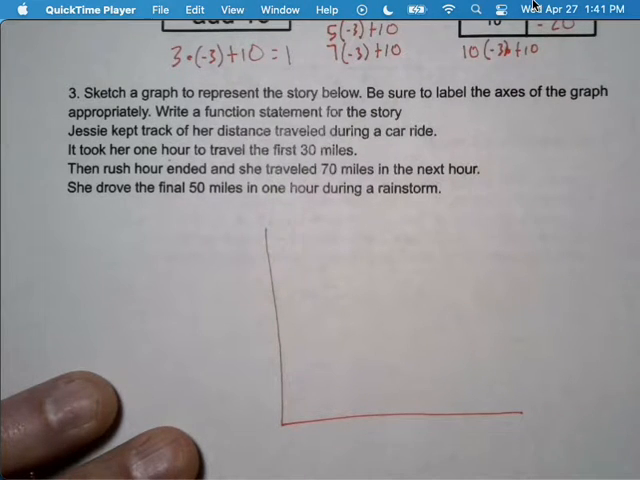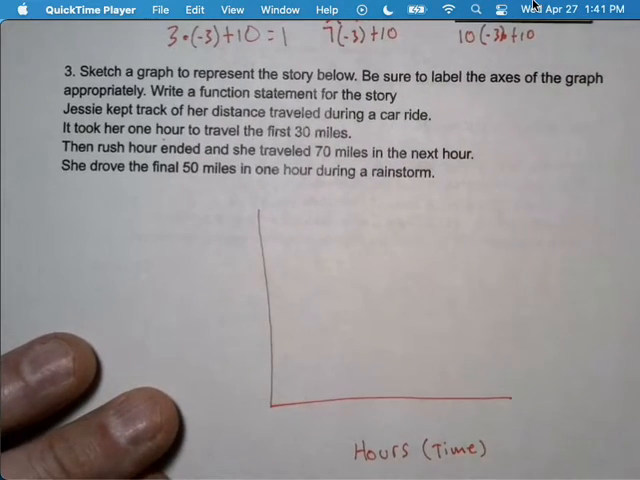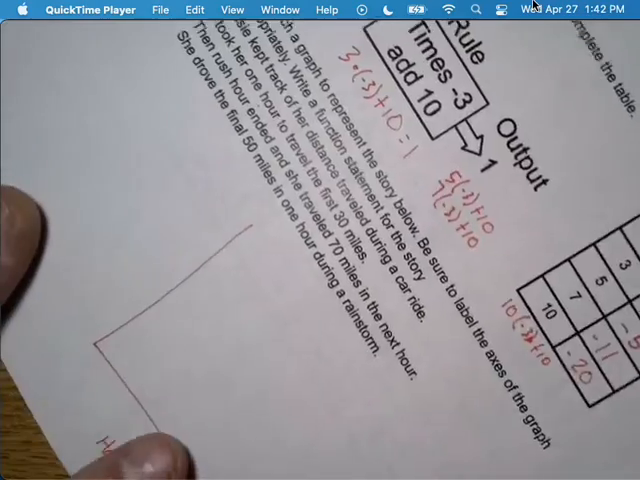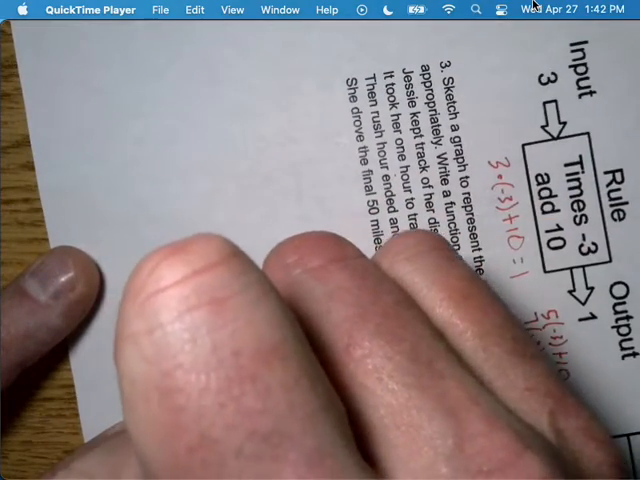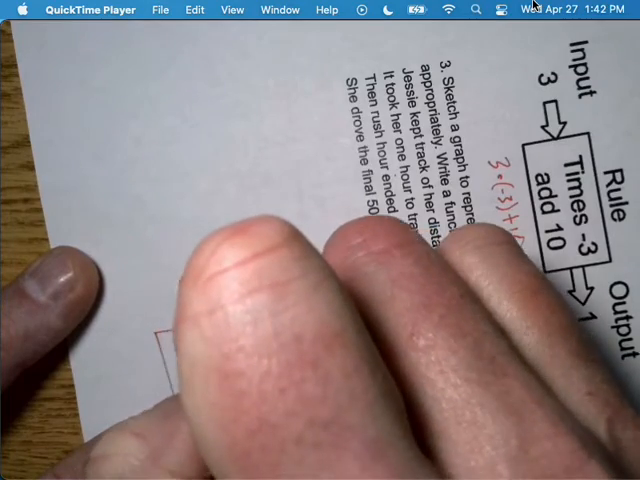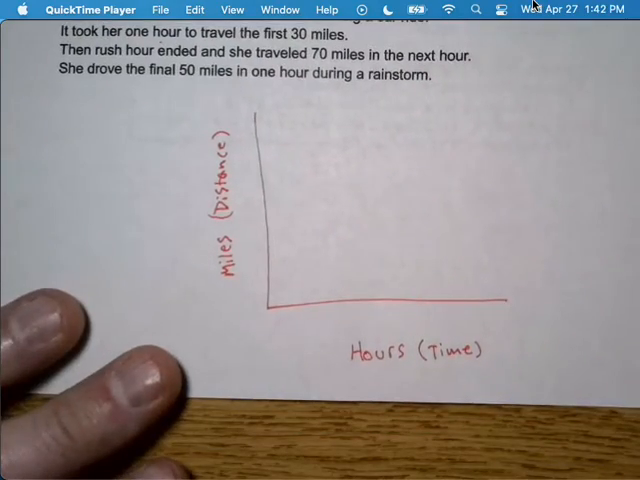Miles go on the x-axis. What do we always want on the X-axis? Time. So we're gonna put hours on the X-axis, or you can put time, either way is fine. But we always want time to be on the X-axis. And then what do we want to be on the Y-axis? Distance or miles. Either one of those is fine, miles or distance. Okay? All right.